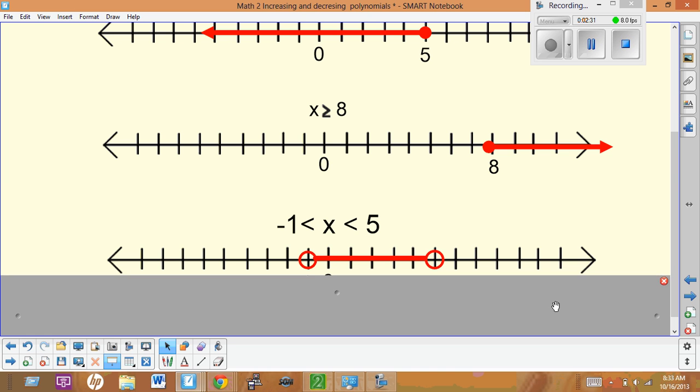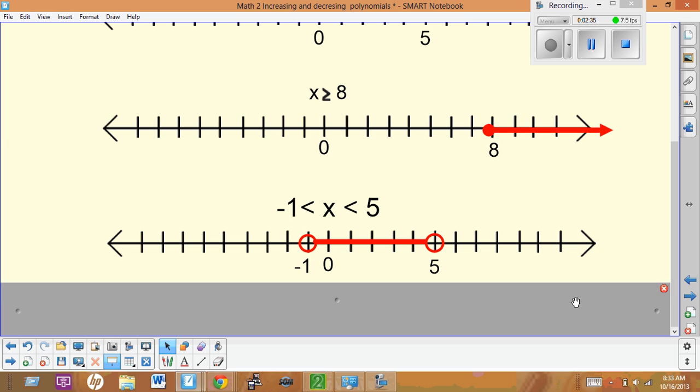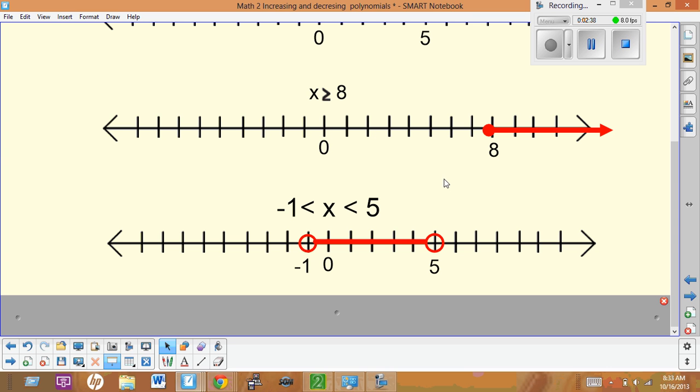Here's a third example. Now this interval has a beginning and an end. The two previous ones went to infinity or negative infinity. This one says we want all the x's that are greater than -1 but are also less than 5. So we can say -1 is less than x, but x is less than 5. And the graph looks like this.